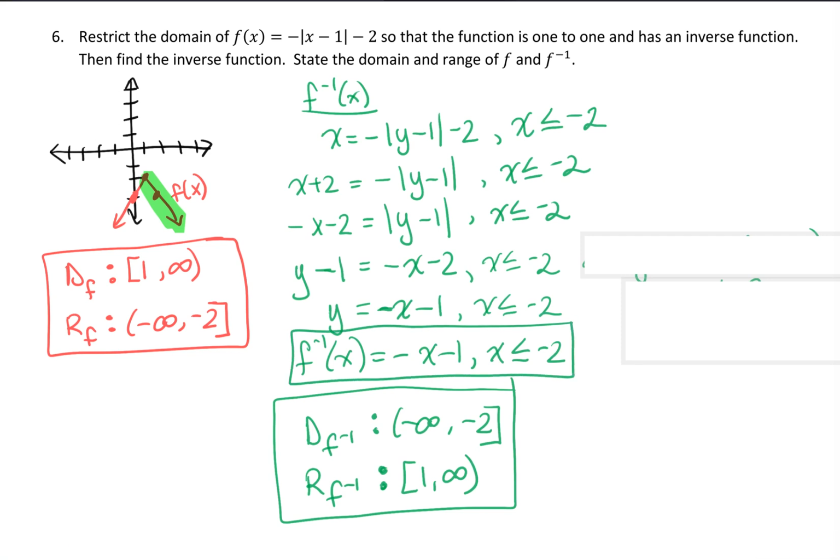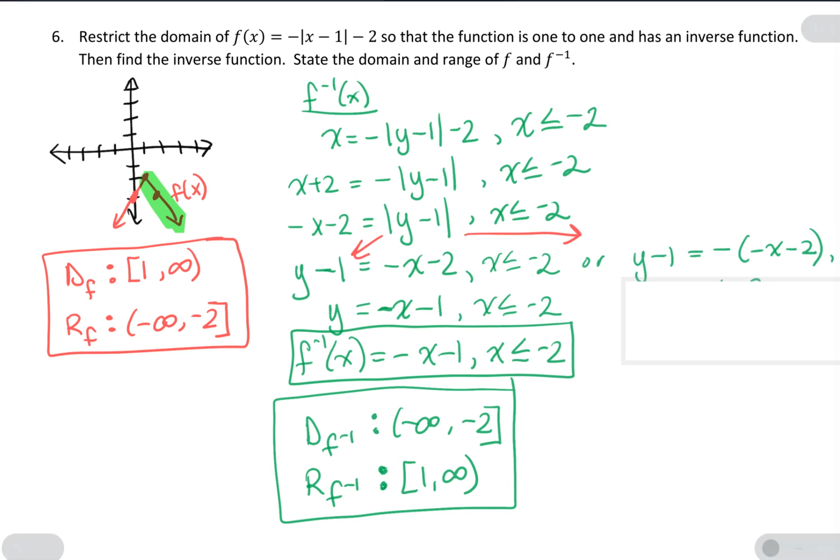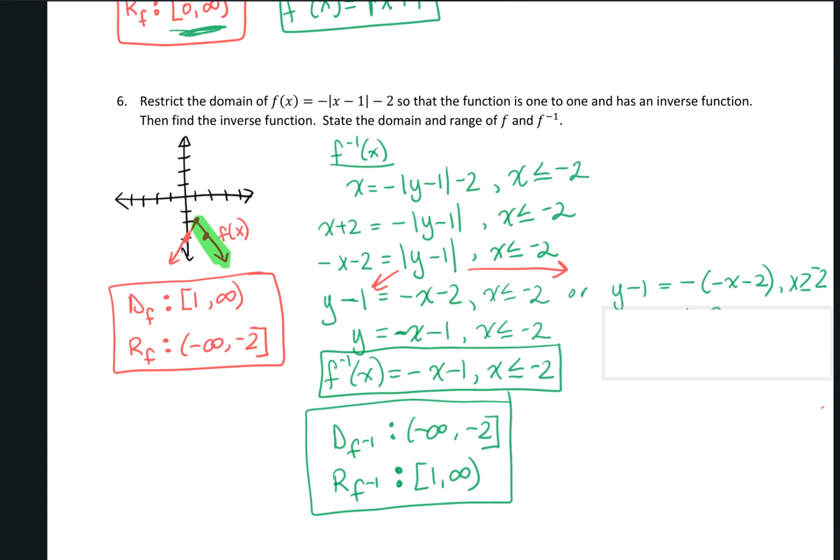But let's also think about the other case when we split our absolute value. So this is the positive case. Then we also have to do the opposite. So when I do the opposite, I want to just show you what it looks like. I end up with y minus 1 equals the opposite of x minus 2. Now, this only works for x greater than or equal to -2.